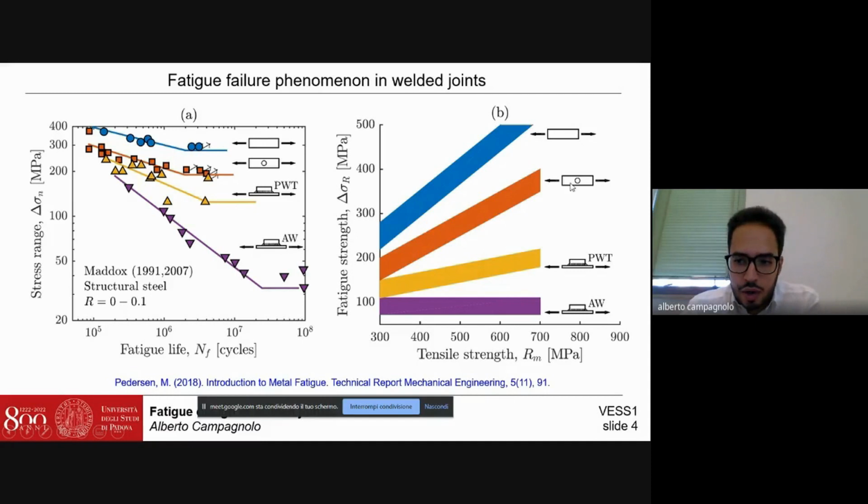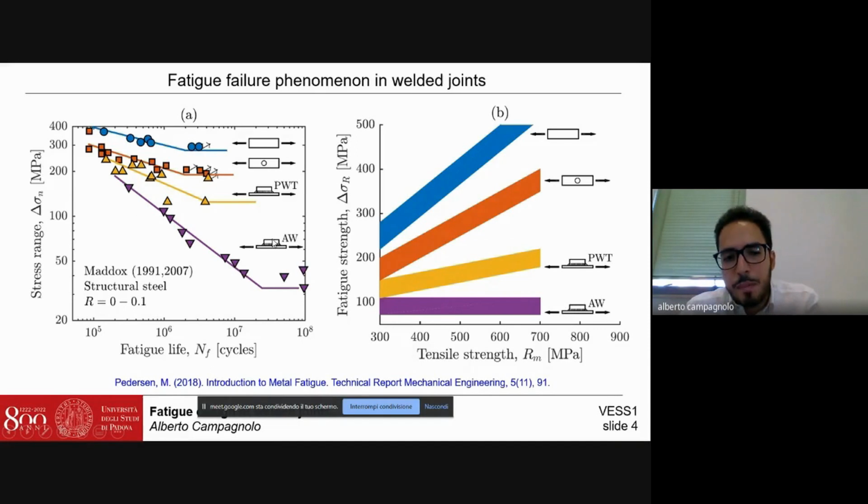However, when introducing a notch, and especially in the welded component, we observe that there is not this linear correlation between the fatigue strength and the tensile strength properties of the material. Indeed, we can observe from this curve that increasing the tensile strength of the base material, we do not increase the fatigue strength of the welded structure. This is due to both the presence of the notch effect, but also the presence of high tensile residual stresses, as we will comment on the next slide.